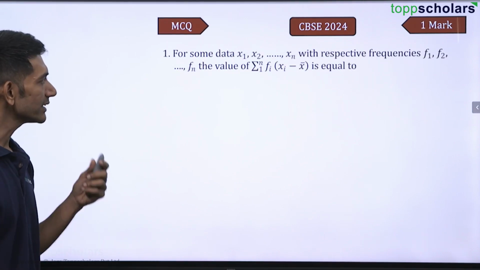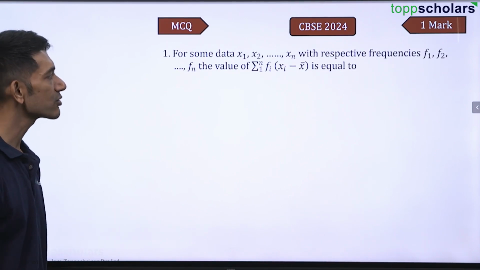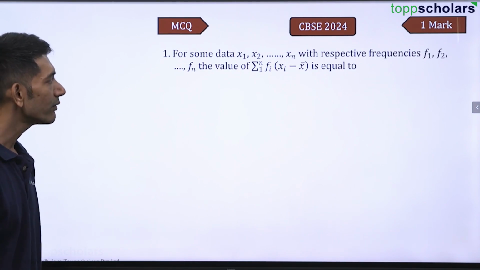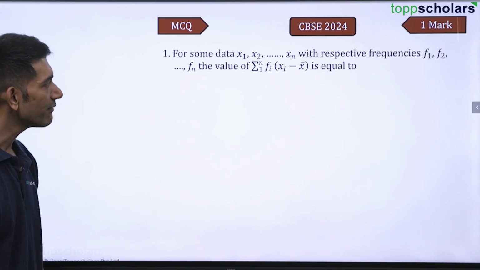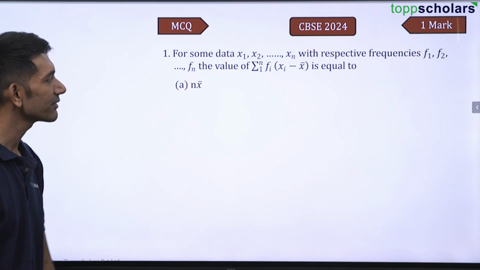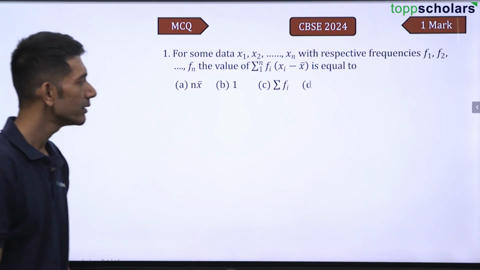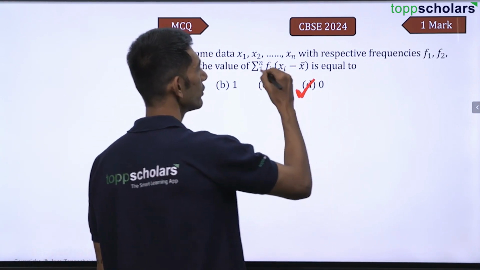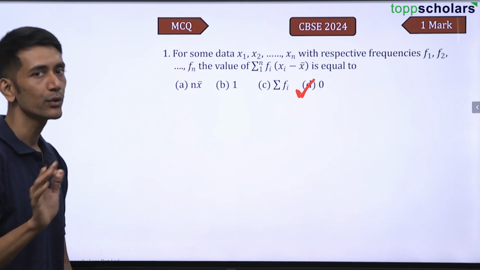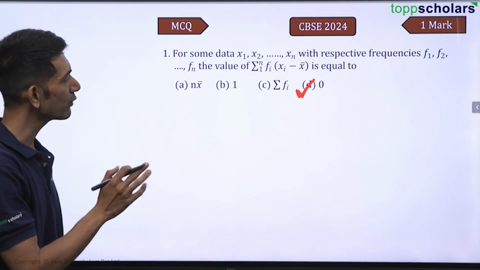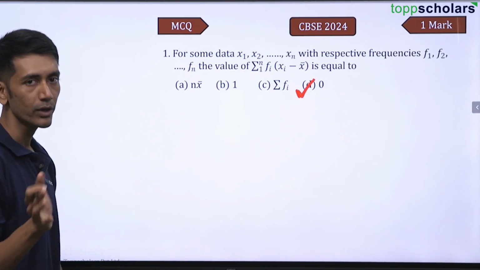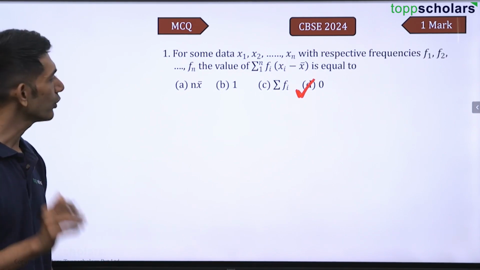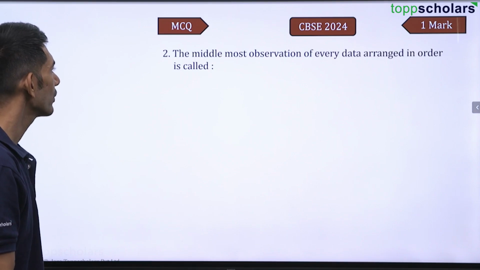Clear? So the question says for some data x1, x2, xn with respective frequencies f1, f2, fn, the value of summation i equal to 1 to n fi into (xi minus the mean). Always remember this value is 0. If you solve this part, you are always going to get 0. So if such type of question comes in the MCQ, you don't have to actually show the entire calculation, but the answer to this will be 0. Let's have a look at a new question.